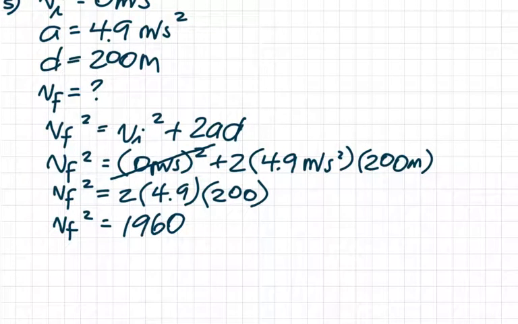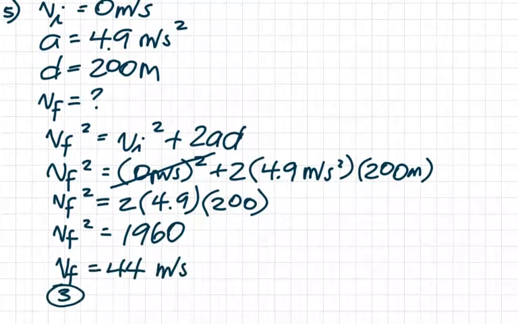Wait a minute. First of all, that's ridiculously fast. Second of all, that's vf squared. Square root both sides. And I'm half joking about the ridiculously fast piece, because think about it. If it was 1960 meters per second, a football field is about 100 meters. So basically what you're saying is that in 1 second, the race car does 20 football fields? I don't even know if a rocket can do that. So no, not 1960. You get 44 meters per second.